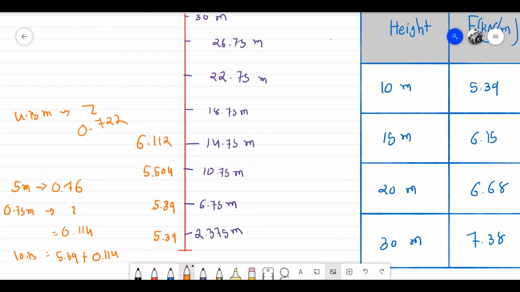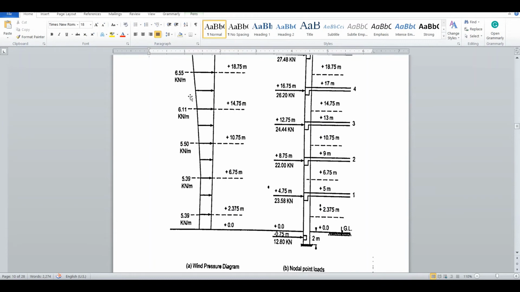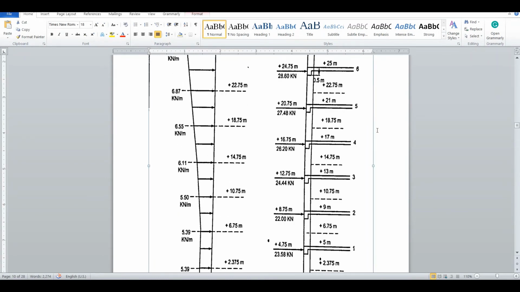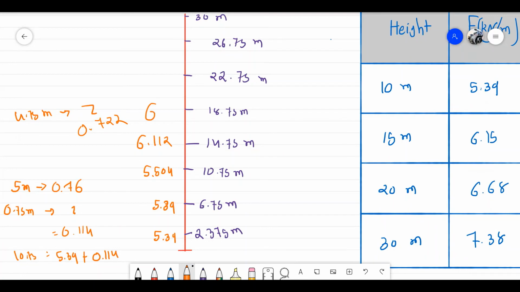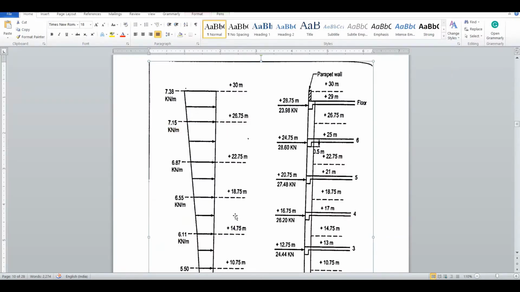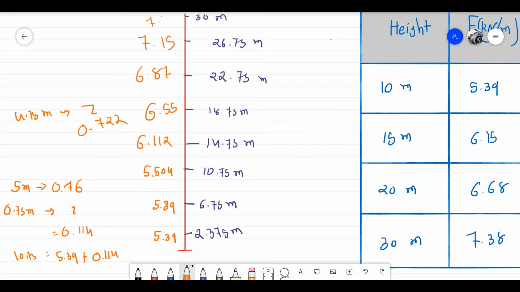Okay. You can find all the values by this: 6.11, 6.55, 6.87, 7.15, 6.55, 6.87, 7.15, and 7.38, and the 7.38, right?